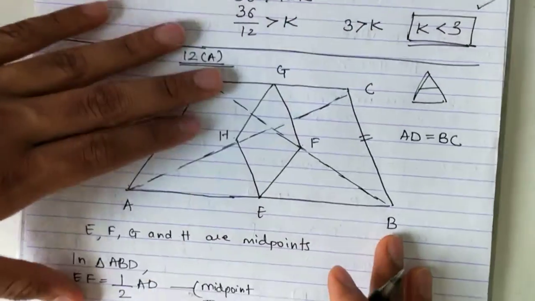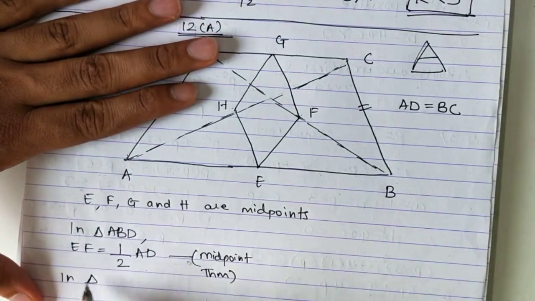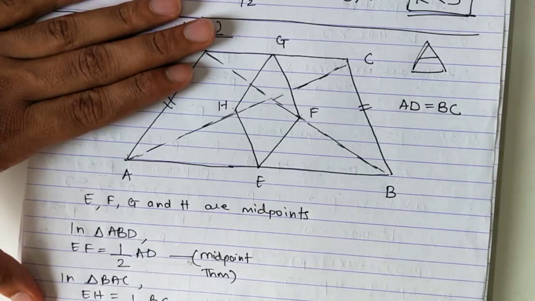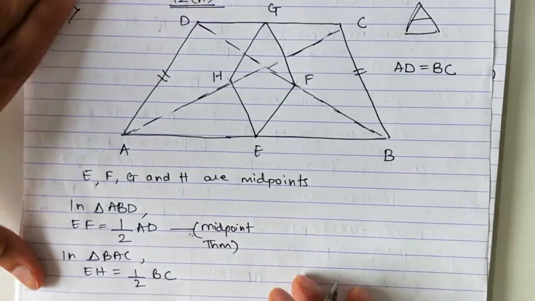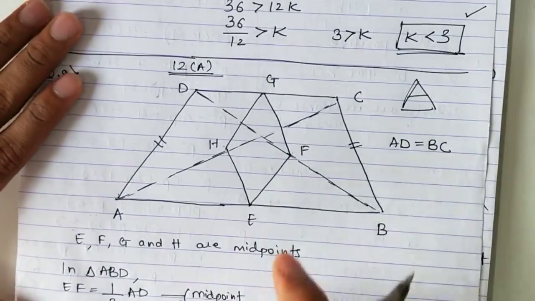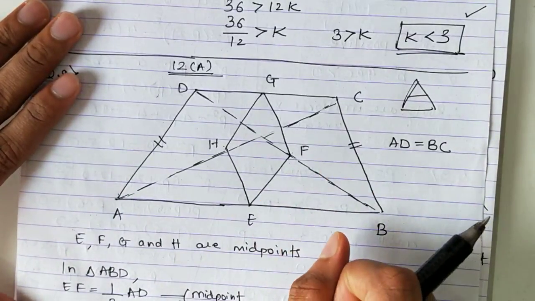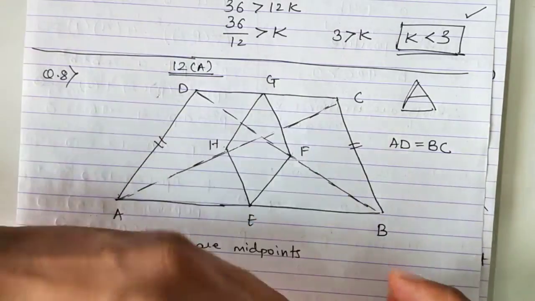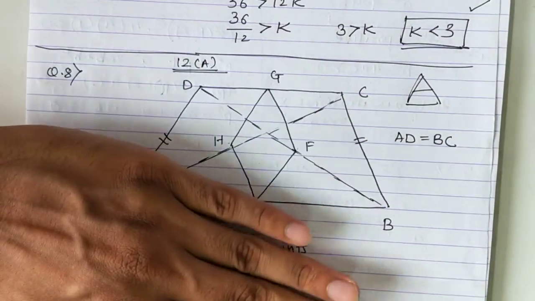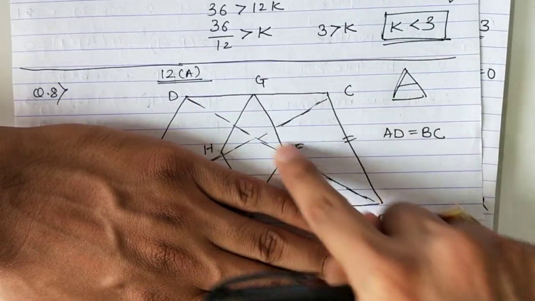Correct? So let's write the name of the triangle. In triangle BAC, I can say EH is half of BC. Okay. Next. Now we have done this. Now look at this triangle. You can see the triangle here. I'll cover this like this. This triangle.